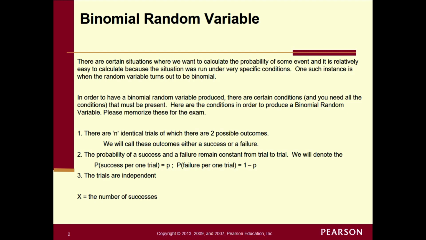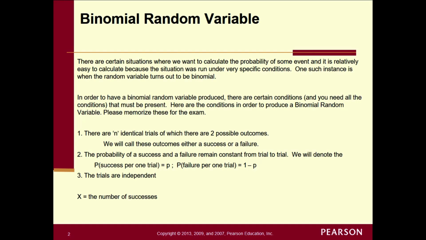Number one, there are n identical trials of which there are two possible outcomes. These outcomes are going to be classified as either a success or a failure. Two, the probability of a success and a failure remain constant from trial to trial, and we're going to denote the probability of a success per one trial as lowercase p. The probability of a failure per one trial would be 1 minus p. And what does that mean? That means if you had a success rate of 90%, what's your failure rate? You know it's 10% because those things need to add up to 100% or 1.